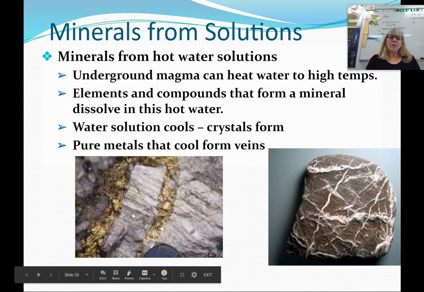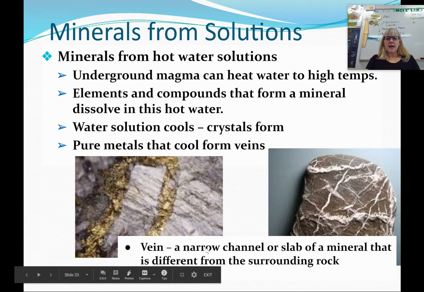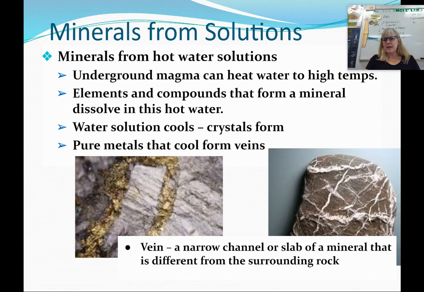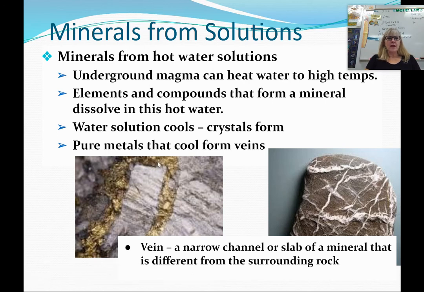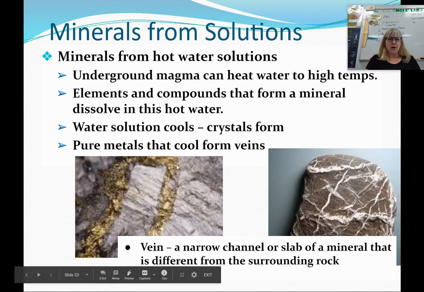And this is how we get what they call veins of precious metals. A vein is a narrow channel or slab of a mineral that is different from the surrounding rock. This probably isn't very valuable. It's probably just calcite or quartz. But this, you can tell, that's gold. That's a gold vein. Gold has been dissolved in really hot water, and that water flowed into this rock, kind of got stuck there, eventually cooled, and the gold precipitated out.